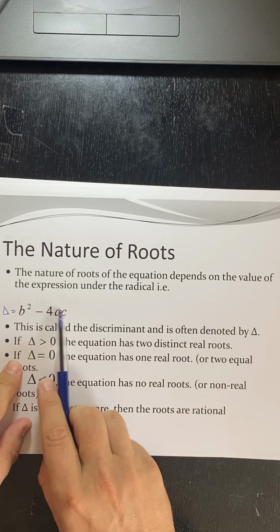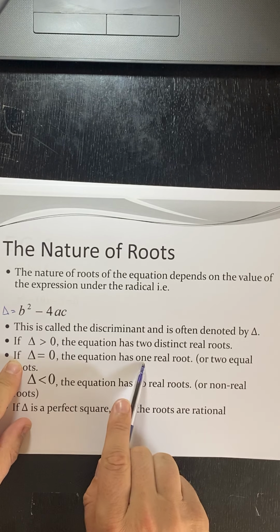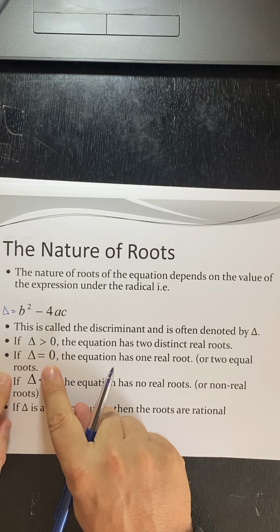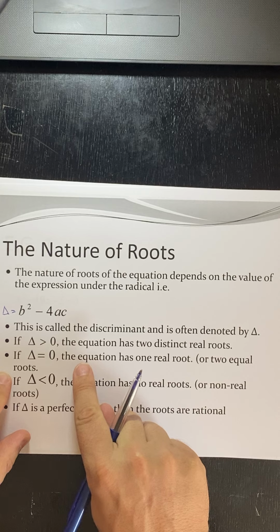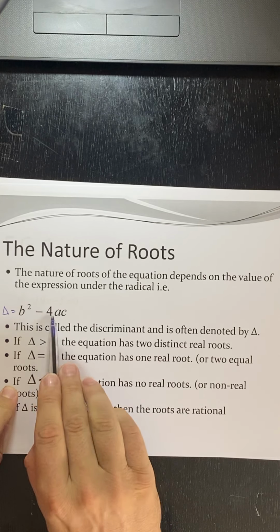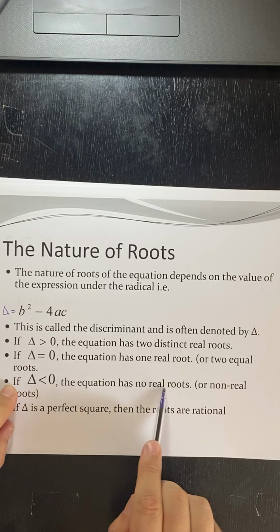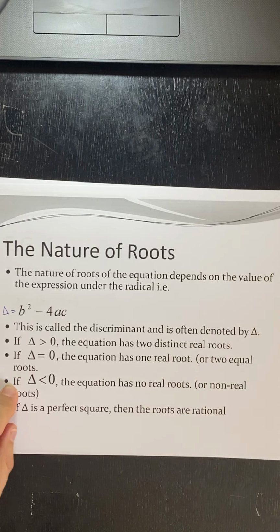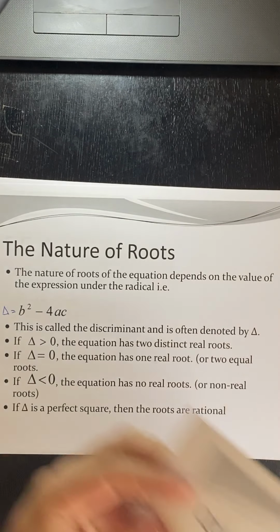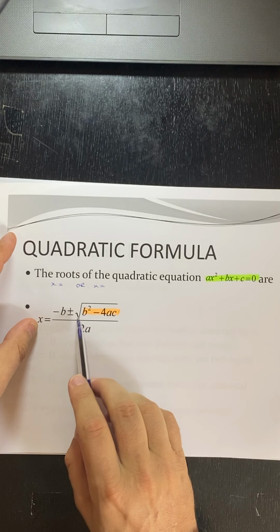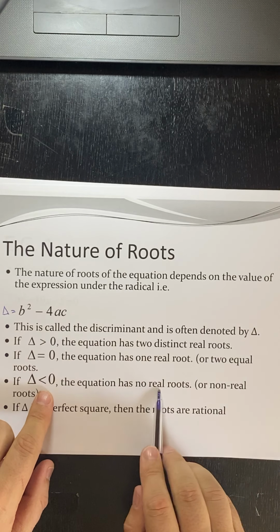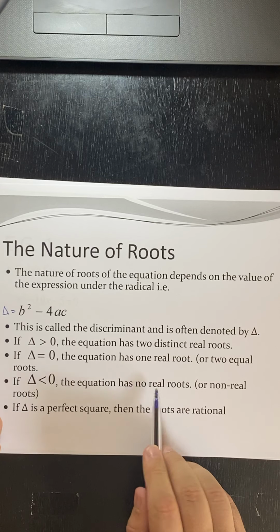If this comes out to be 0, the equation has one real root or two equal roots. You've seen that before when you get x is equal to 2 or x equals 2. They come out to be the same root. If this comes out to be negative, there are no real roots. Why? Because you cannot take the square root of a negative number, and that's why there are no roots, or in other words, no x values.